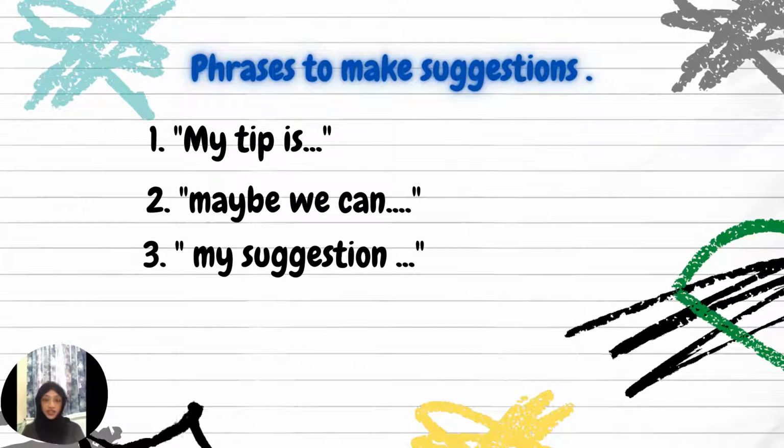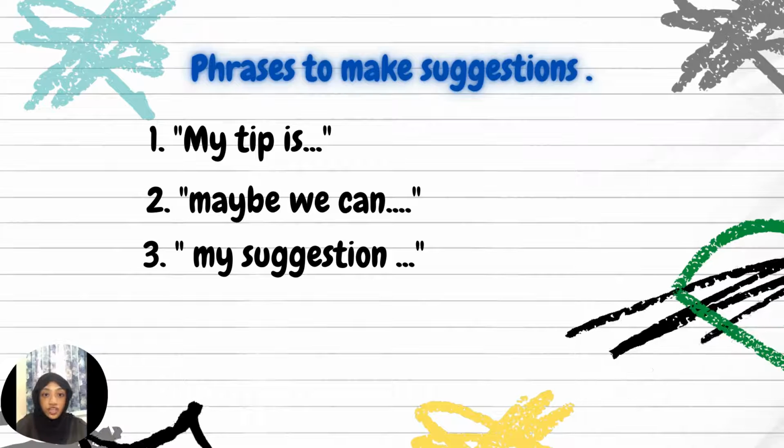Phrases to make suggestions. I found 3 phrases to make suggestions in the video. For example, the first one, my tip is. The girl in the video said, my tip is we have to learn more basic English in communication. Second, maybe we can. For example, maybe we can use technology to contact our family and friends. Third, my suggestion. My suggestions for international students is just be yourself, don't be afraid, and try to deal with being judged by others.